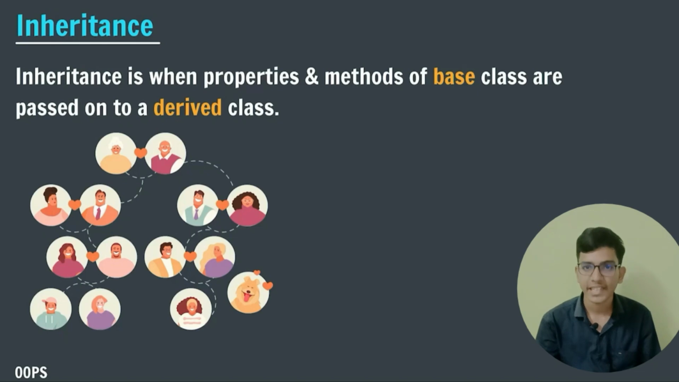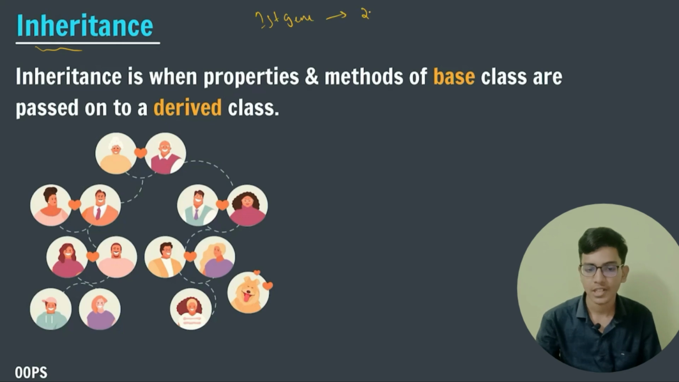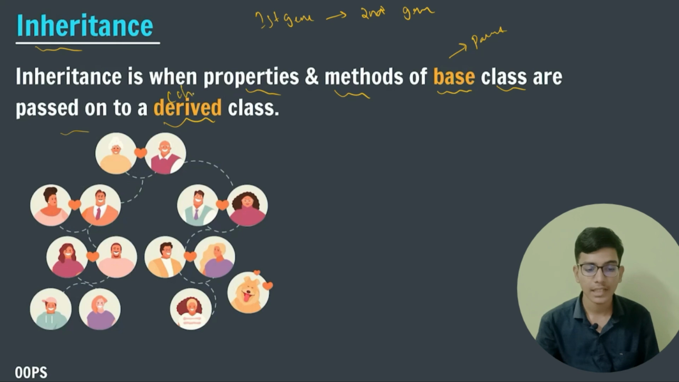Now let us talk about the second pillar of object oriented programming, that is inheritance. We have already seen inheritance from our grandparents, where properties, values, or DNA pass from the first generation to the second generation. This is known as inheritance. Similarly, in programming, inheritance is when properties and methods of a base class, which you can also call a parent class, are passed on to a derived class, or child class.